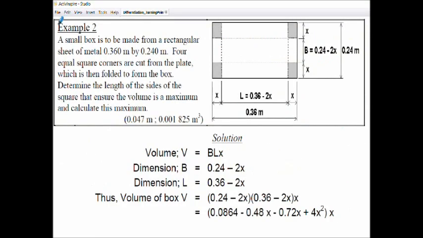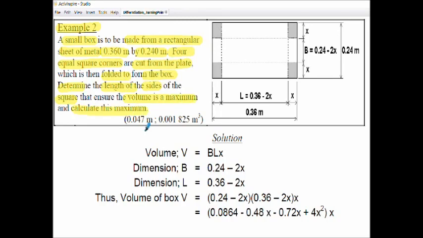Okay, example 2 here, a slightly more complicated problem. In this case, we have to actually generate the equations before we can go on and work out the turning points. So the context here is a small box. It's to be made from a rectangular sheet of metal, which is 0.36 meters by 0.24 meters. We're going to cut 4 equal square corners from the sheet of metal, and then we're going to fold up the sides to form the box. We've got to determine the length of the sides of the square corners that we need to cut from the sheet to make sure we get a maximum volume, and we have to calculate this maximum volume.